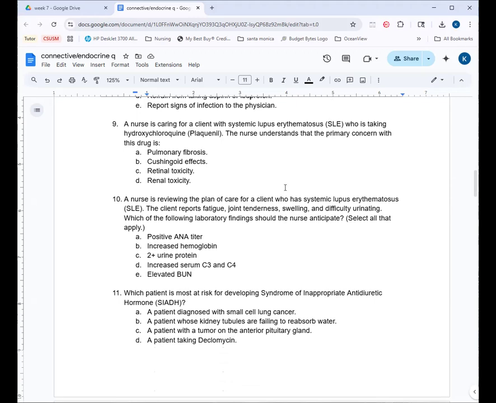All right, number 9, a nurse is caring for a client with SLE who is taking Plaquenil. I'm not reading that word, that's a big word. The nurse understands that the primary concern with this drug is what?